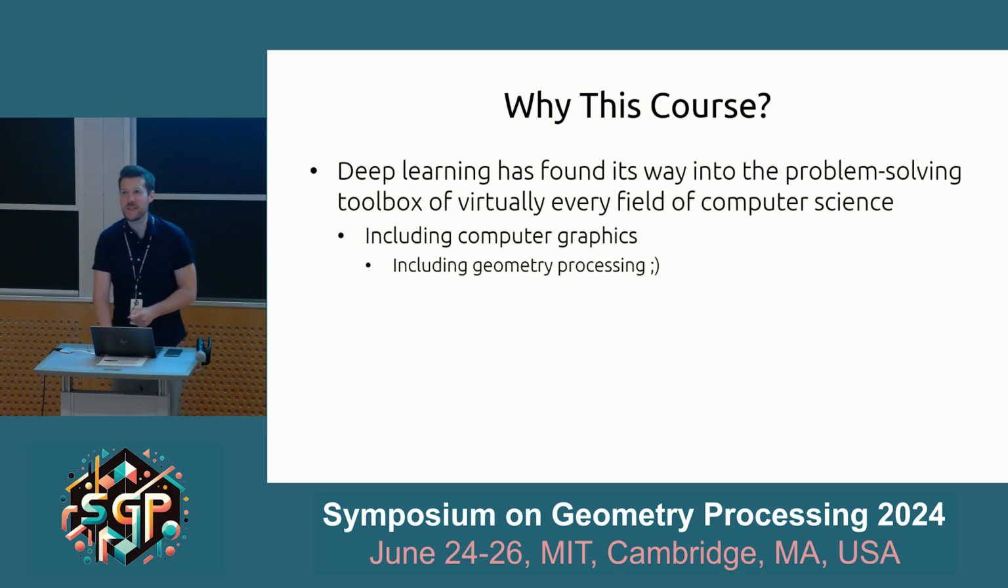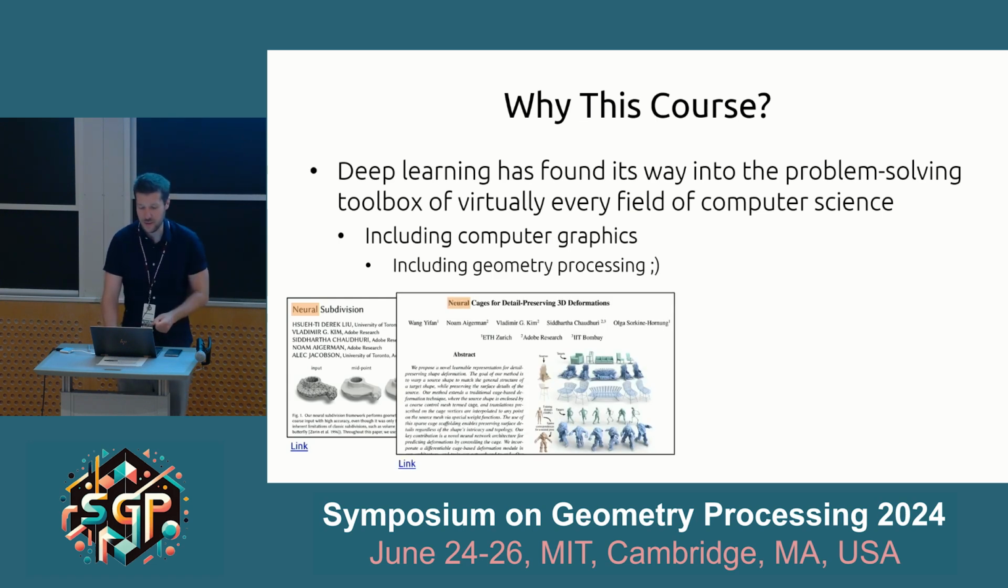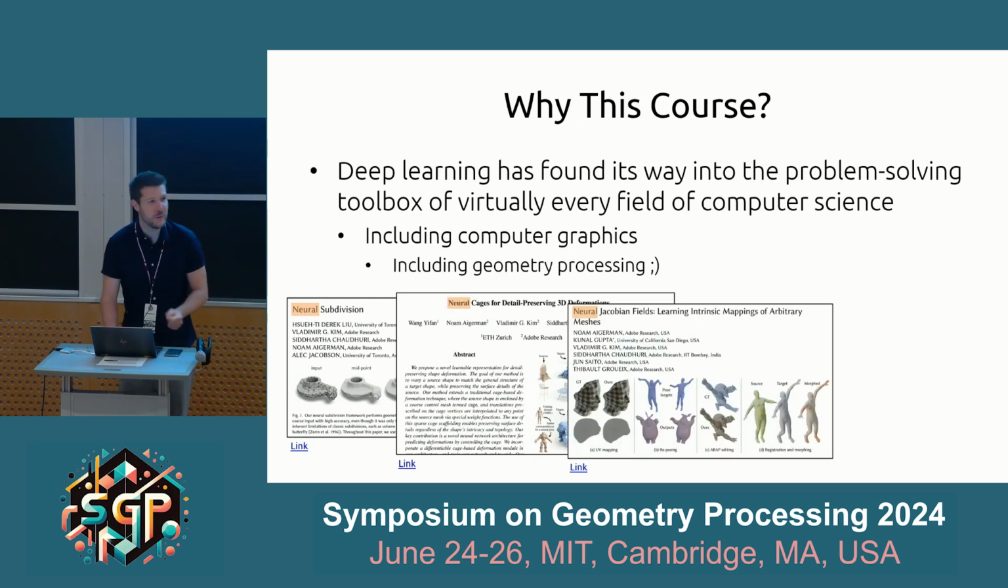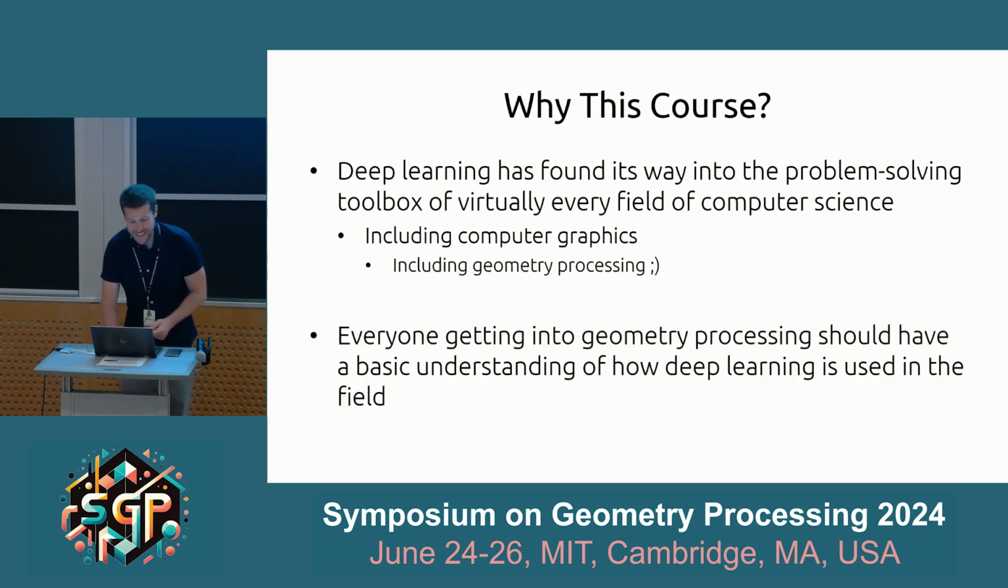You might have been seeing a lot of papers coming up recently at conferences like SIGGRAPH that have neural in the title, like neural subdivision, or neural cages, or neural Jacobian fields, or even at this very conference on Monday, something called one Lipschitz neural distance fields. What is that all about? I think everyone getting into geometry processing should have at least some basic understanding of how this thing called deep learning is used in the field.